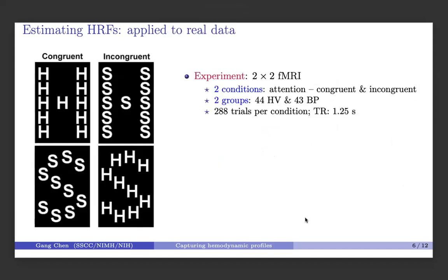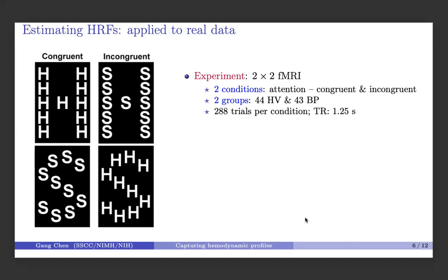In this data set, it's a 2x2 design. For each individual participant, we have 2 conditions. It's an attention experiment. The first condition is congruent. As you can see in the first column on the left-hand side, a big letter is composed of small letters that are the same as the big letter. For example, H is composed of little h's. The incongruent condition, the second column on the left-hand side, is where the big letter is composed of small letters that are different from the big letter. So the big letter H, you can see, is composed of small letters S.